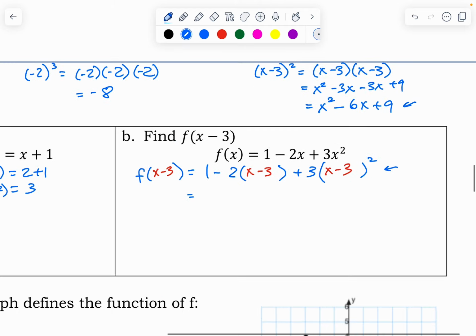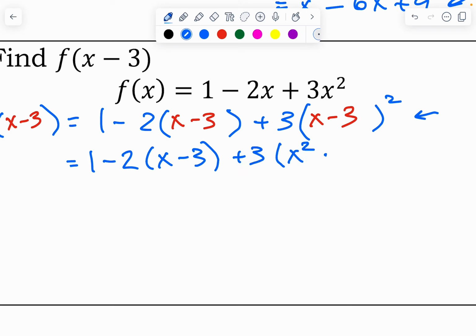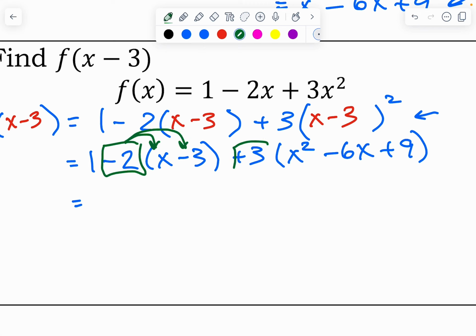Okay, so where were we? We had a 1. We had a minus. You know what? I'm going to distribute this through. Nope, not yet. I'll do it in a second. Plus 3, and I just said this was x squared minus 6x plus 9. Now I'm going to distribute through. So what gets distributed through? Notice this is a negative 2 that gets distributed to both of those. This is a positive 3 that gets distributed.